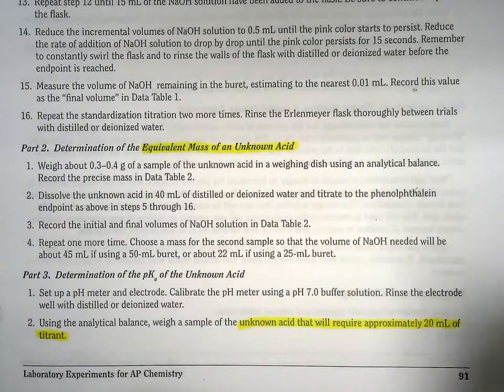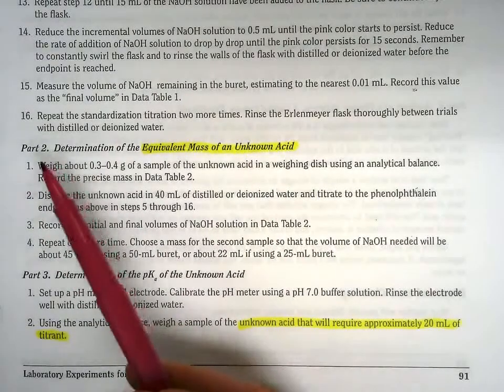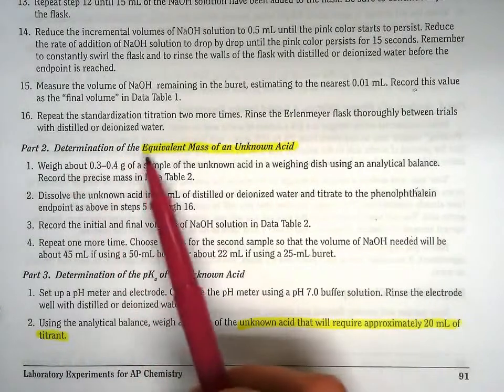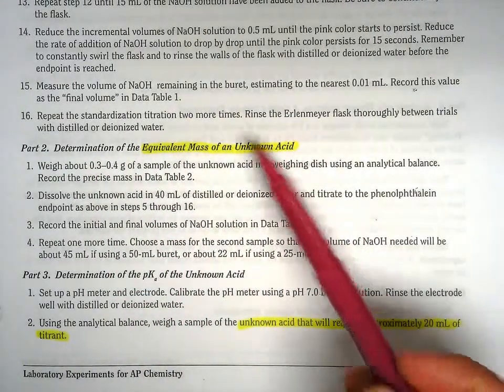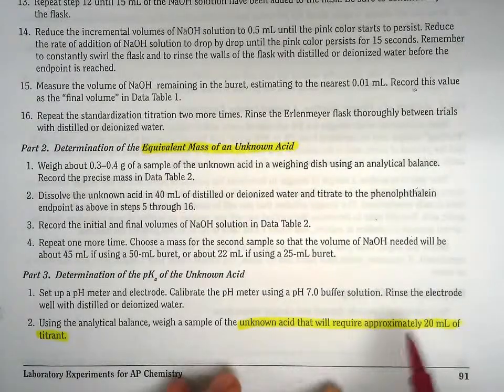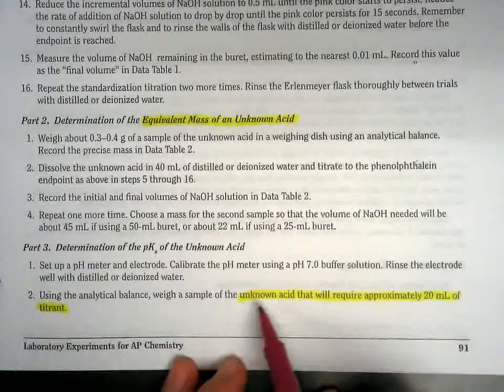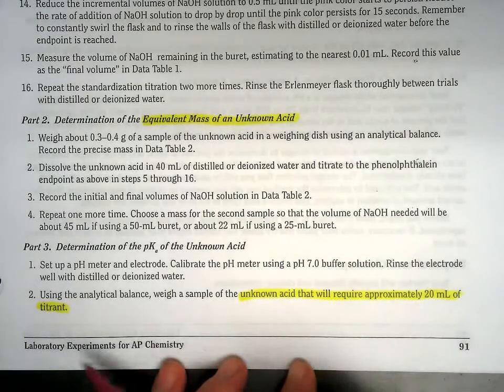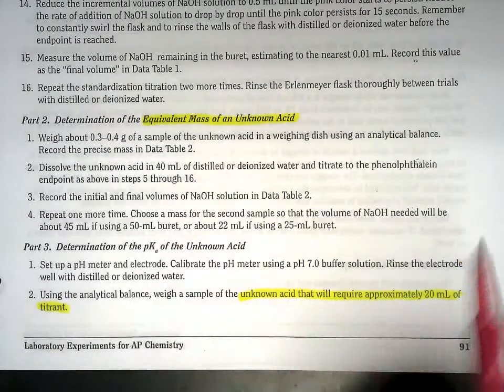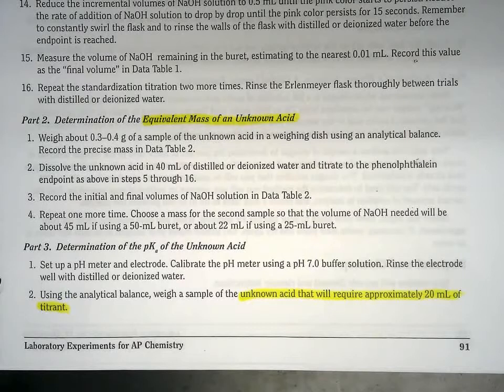Okay, so I've had some questions about, in part 2 of experiment 15, how to figure out the equivalent mass of an unknown acid. And then in part 3, how to figure out how many grams of your unknown acid is going to be titrated with 20 milliliters of titrant.